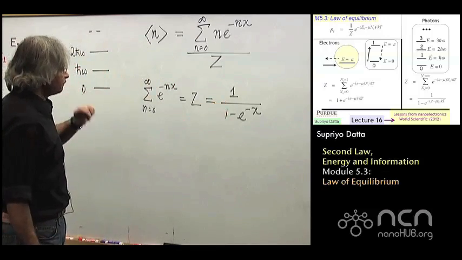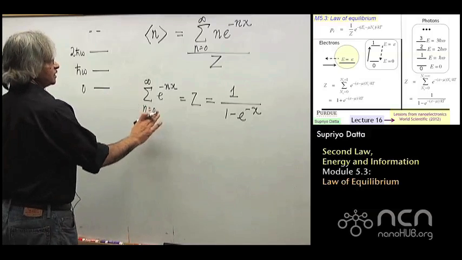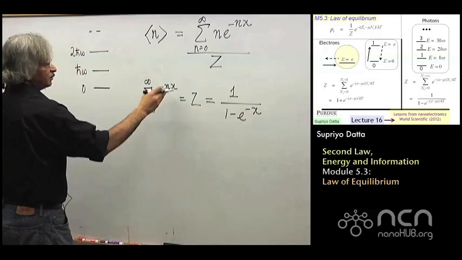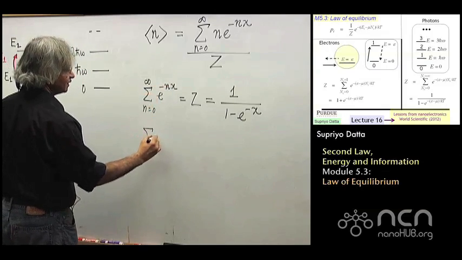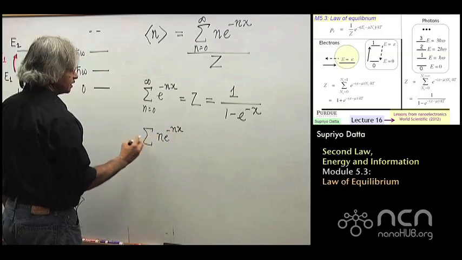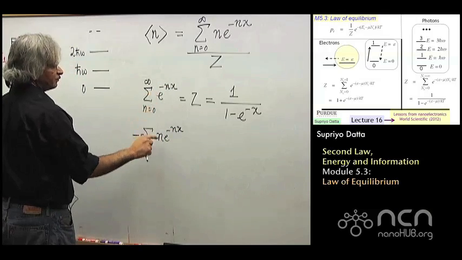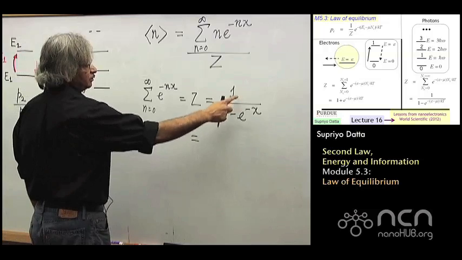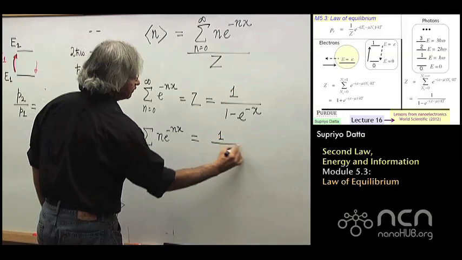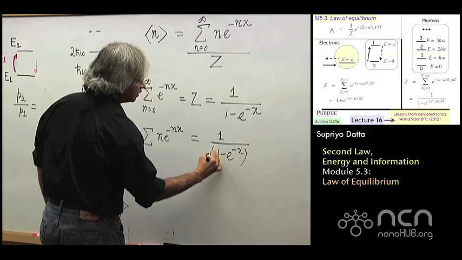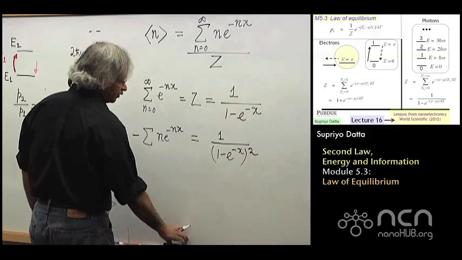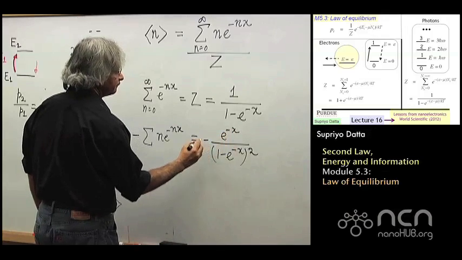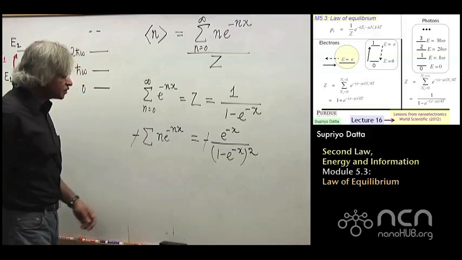Now, what you can do is, supposing I take the derivative of this with respect to x. When you take the derivative with respect to x, what you get is the summation of n e to the power minus nx with a minus sign. The derivative pulls down the n. And that should be equal to the derivative of this quantity, which is 1 divided by 1 minus e to the power minus x. I'm taking the derivative, and then I have to put an e to the power minus x on top, giving 1 minus e to the power minus x whole squared in the denominator. And there's a negative sign here, so the negatives cancel.